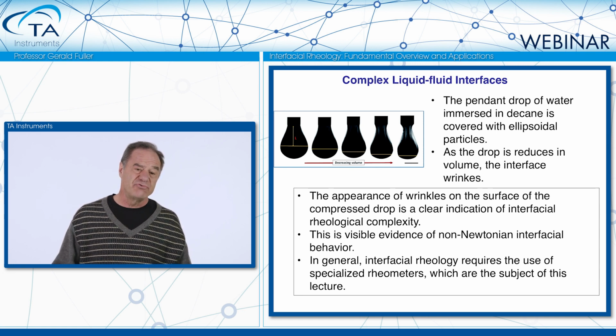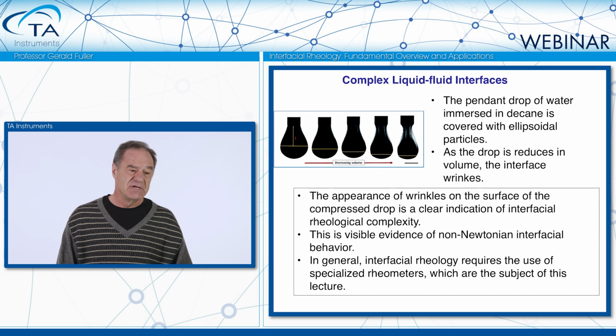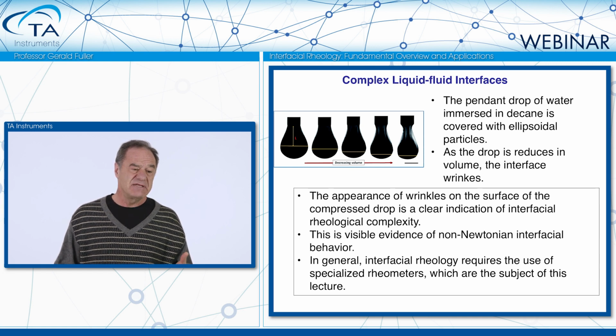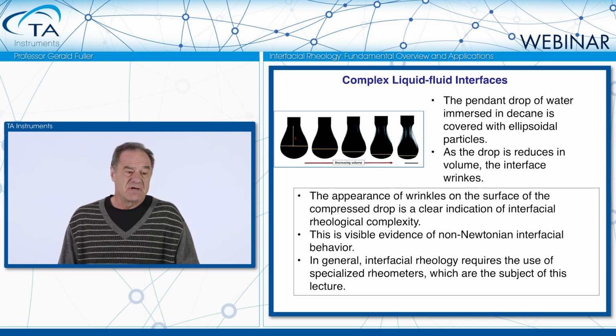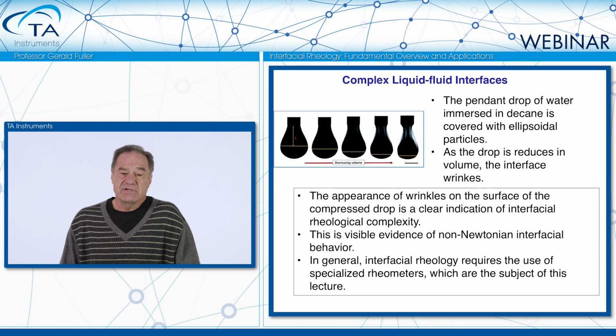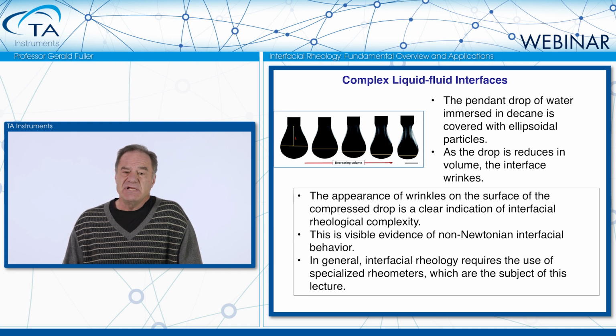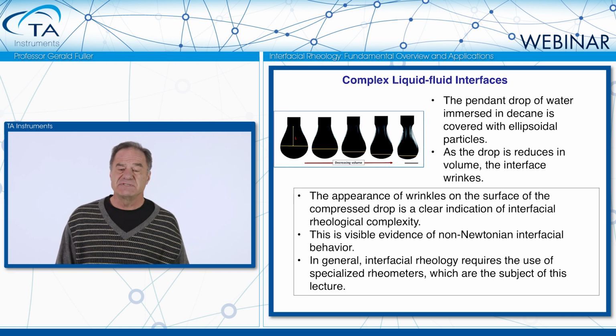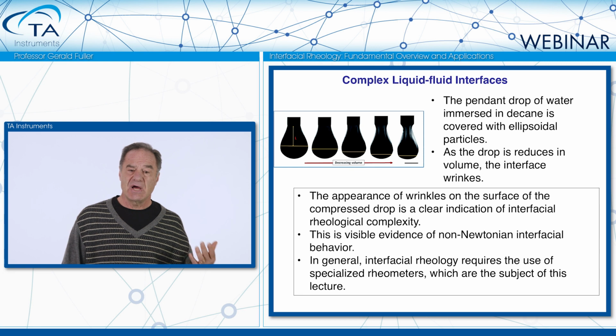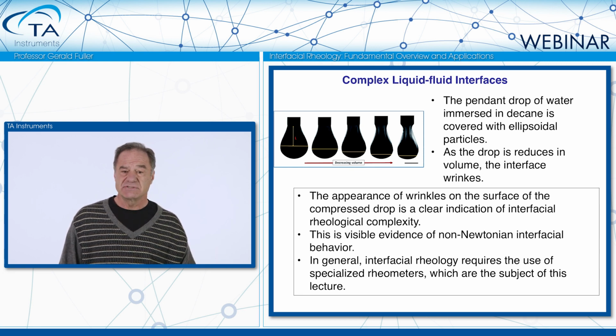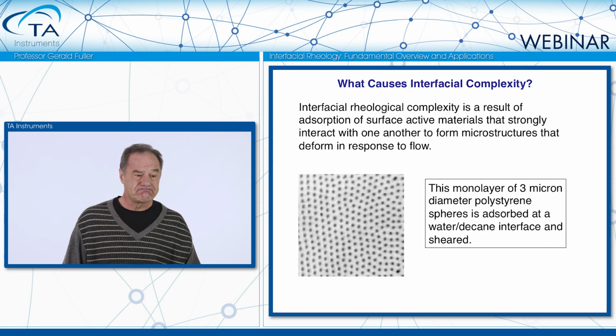And so when you withdraw liquid into the syringe, you get a wrinkling. You can see that on the most right image there. You can see the wrinkling of that drop as you withdraw liquid into the syringe. So clearly, we need to have more sophisticated tools to try to represent the rheological character of these interfaces.